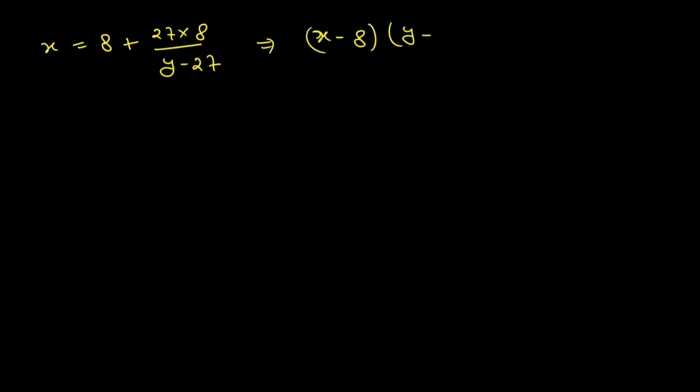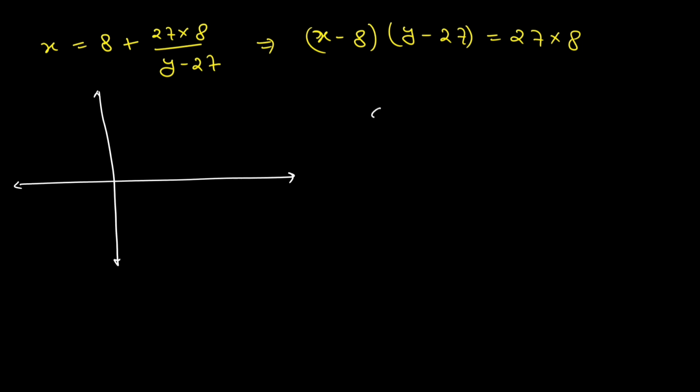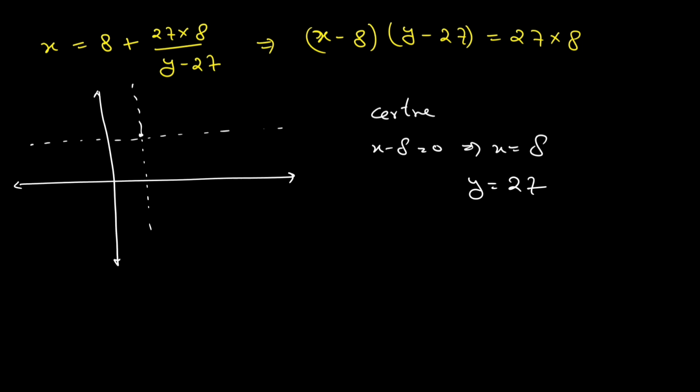Let us see how. We reached the equation x equals to 8 plus 27 times 8 over y minus 27, right? And we can write it as (x minus 8) times (y minus 27) equals to 27 times 8. If we draw the graph, what will we get? Let us see. Here, if you find the center, we get x minus 8 equals to 0, that is x equals to 8, and similarly y equals to 27, means somewhere in this first quadrant here, right? You can see that 0, 0 is satisfying the curve, so the curve will pass somewhere from here through the origin and then like this, right? Very nice.